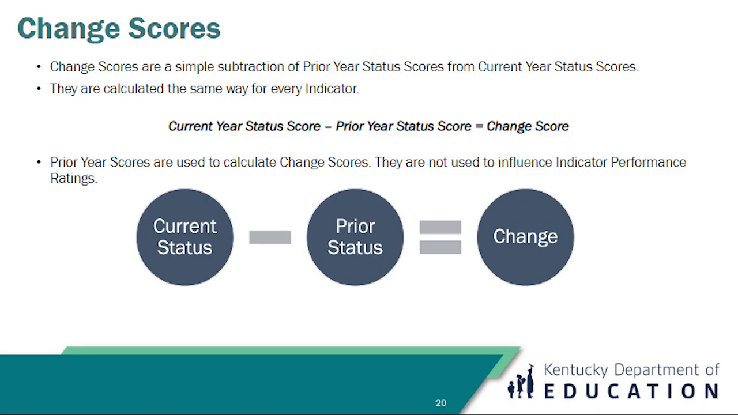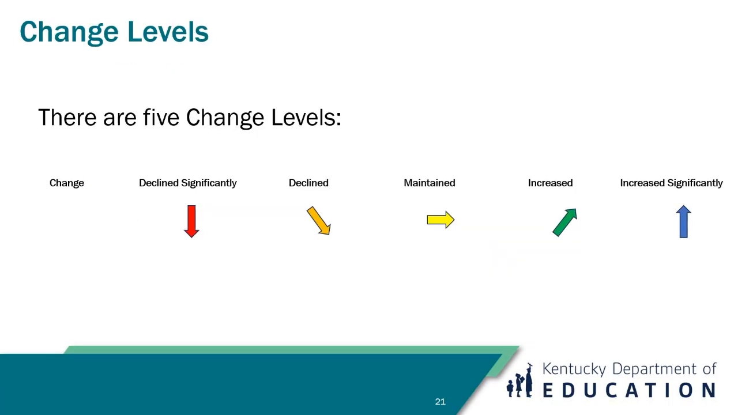When looking to determine the change scores, you will use the prior year score as well as the status score from the current year. For example, if the current status score is 62 and the prior status score was 52, you would take 62 minus 52, which would equal 10, the change score. There are 5 levels of change: declined significantly, declined, maintained, increased, and increased significantly.